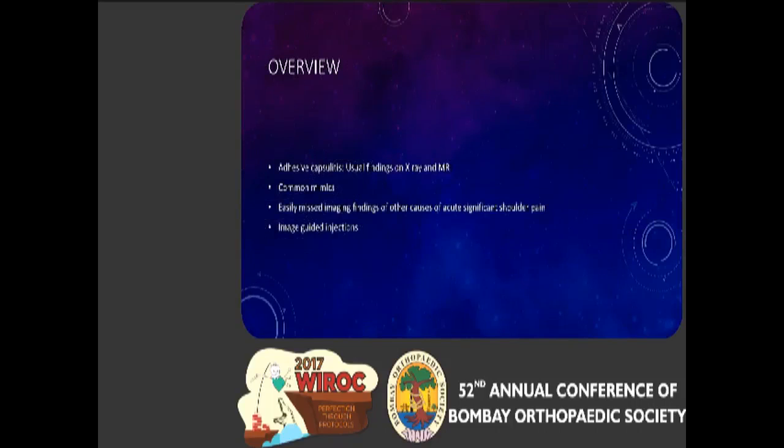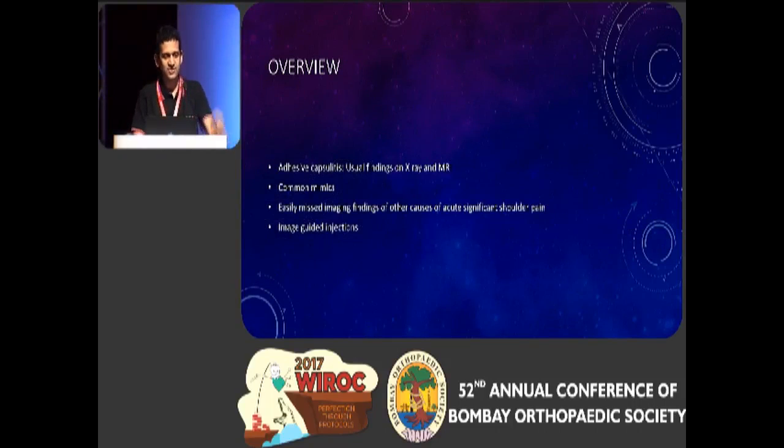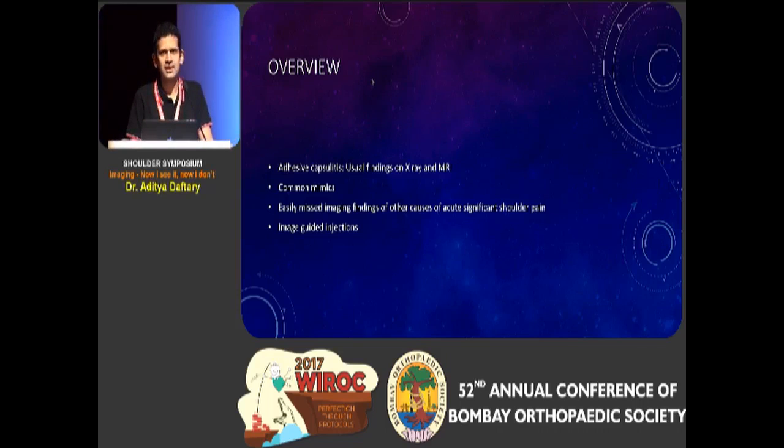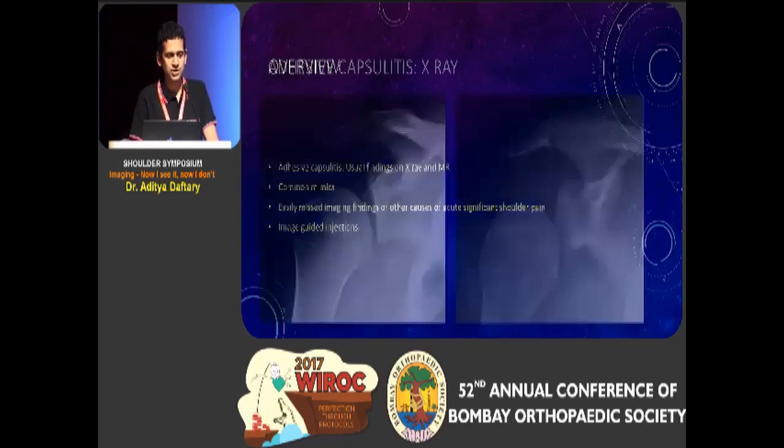So here we go. The first thing I'm going to overview is adhesive capsulitis, the usual findings on radiographs and MRI, some common mimics, some easily missed findings of other causes of significant shoulder pain that could be mistaken for adhesive capsulitis, and finally a word on image-guided injections.